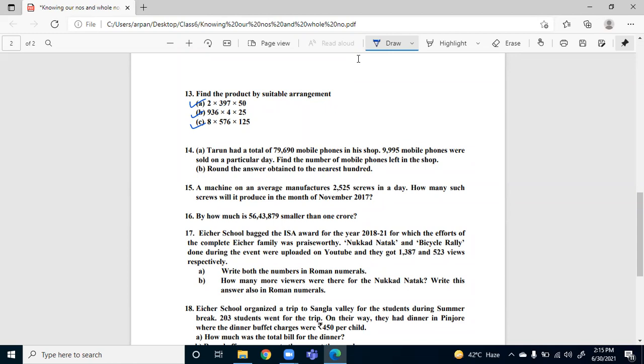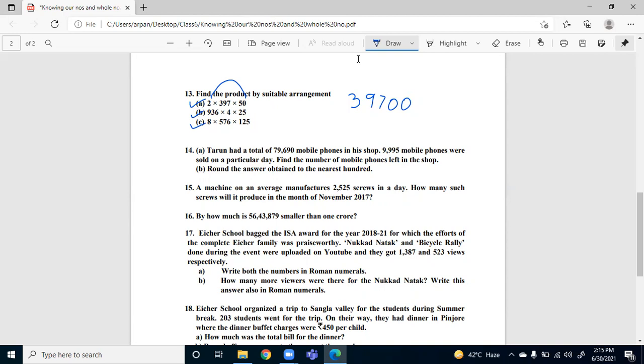Can I answer the A part? Yes, ma'am. The answer will be 39700. How have you done this question? Do tell me. First I multiplied 50 and 2, then the product will come 100. And then I multiplied by 397 and the answer will come 39700. It is correct. Very good, Hriday.